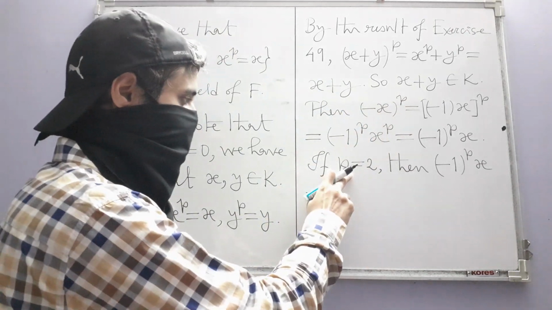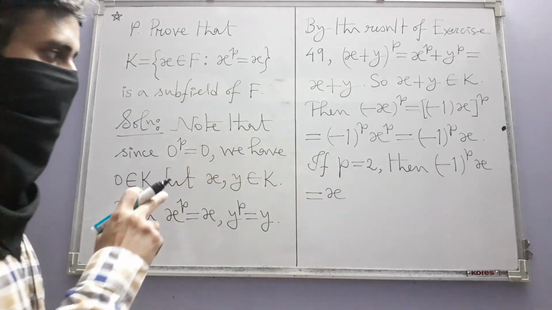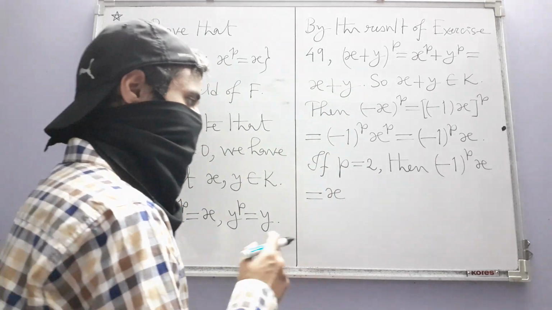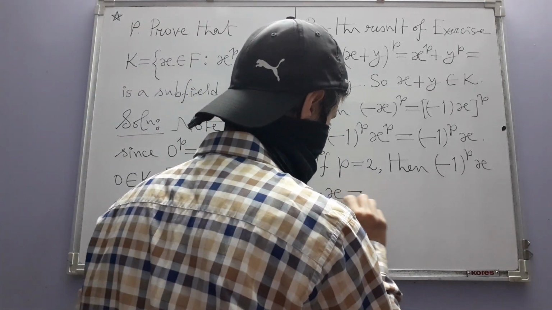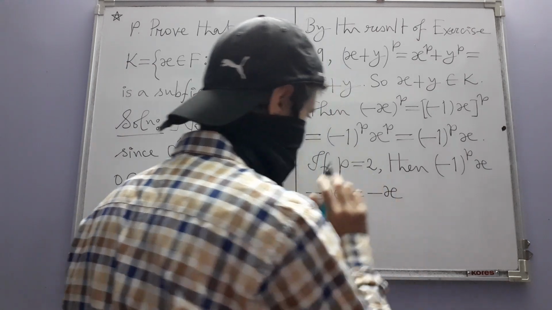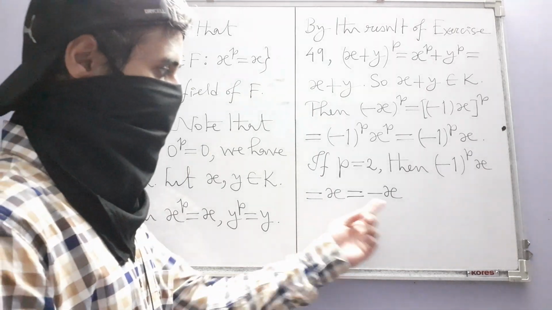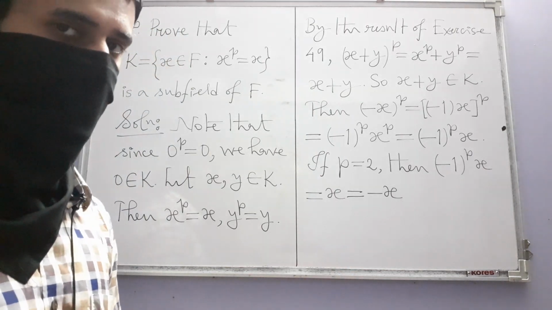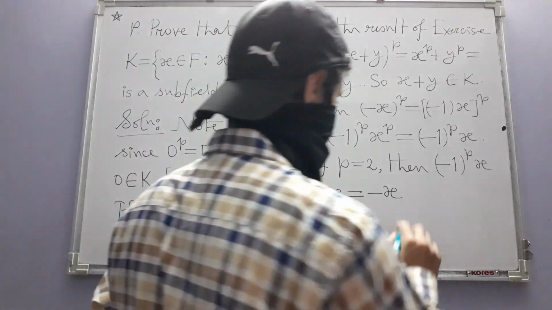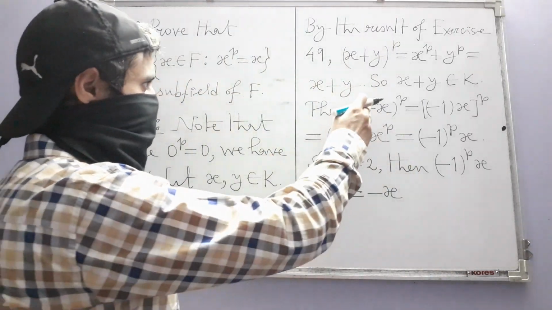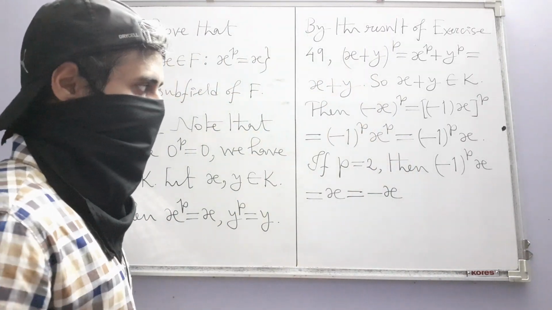However, when p is 2, then the characteristic of the field is 2, and in such a field, every element is its own additive inverse. And why is that so? That is because 2x is equal to 0. Characteristic is 2. So in this case, this power becomes minus x.